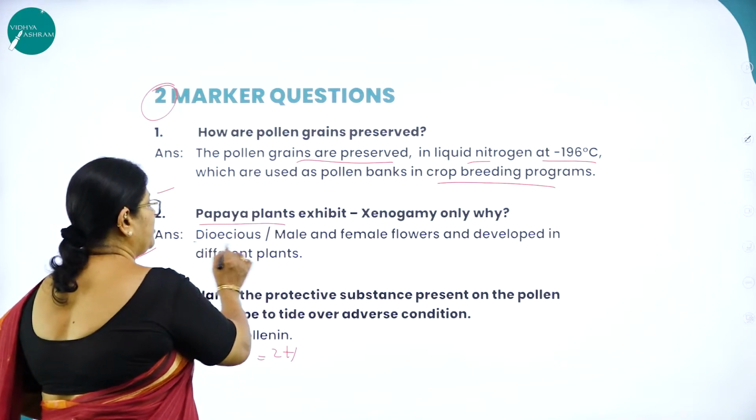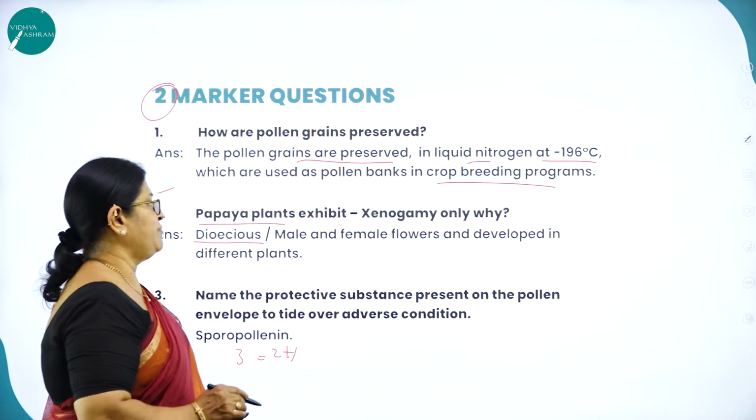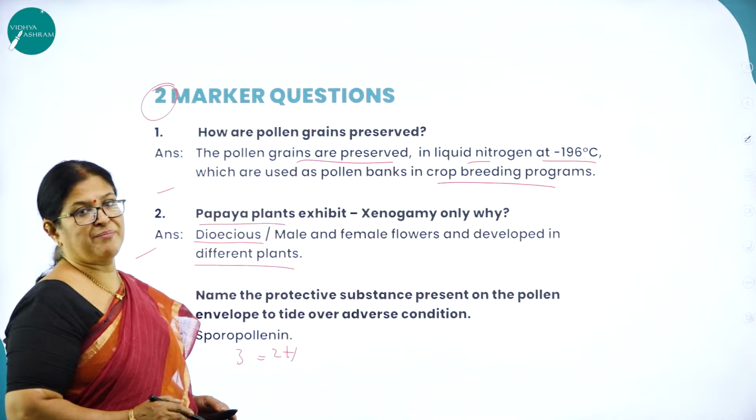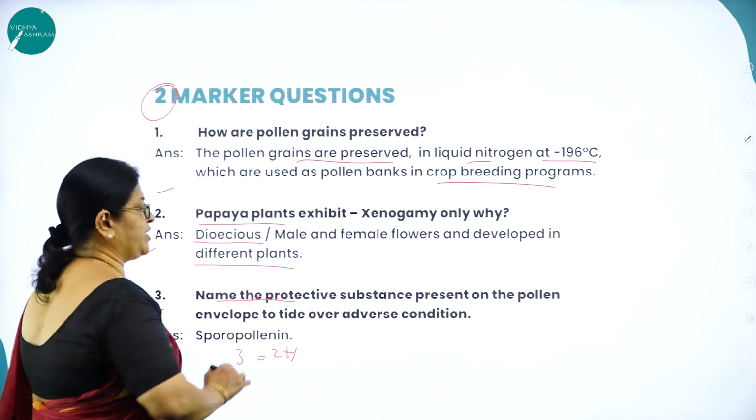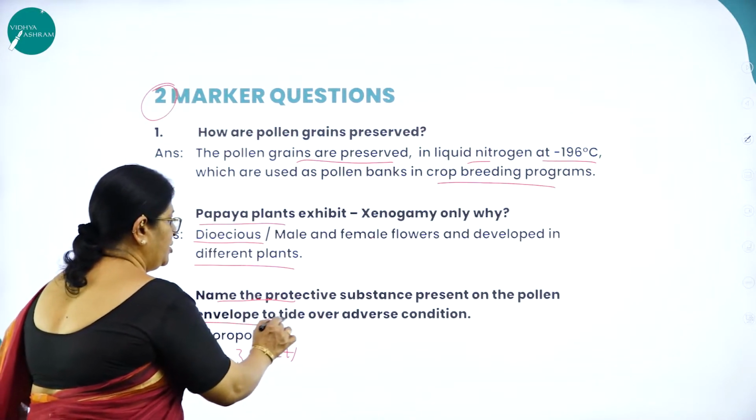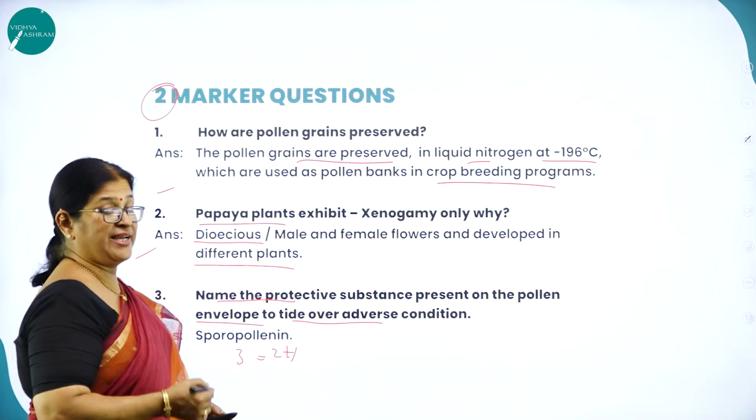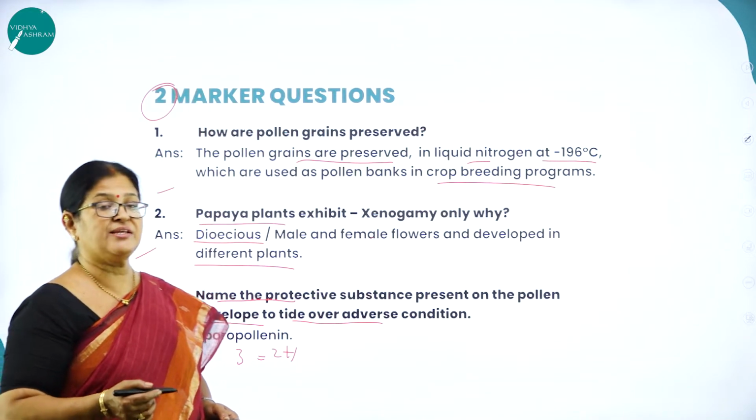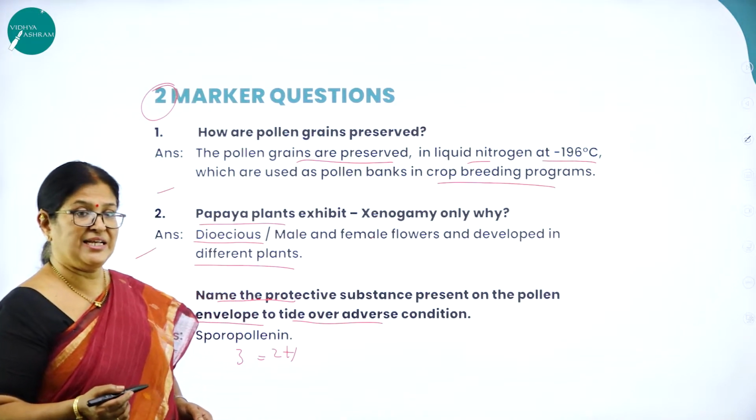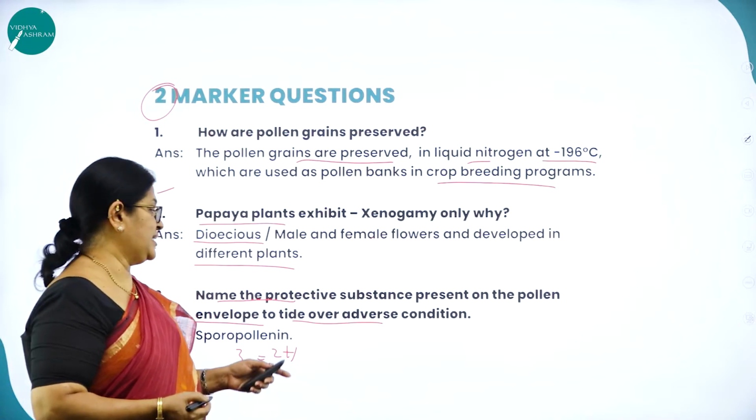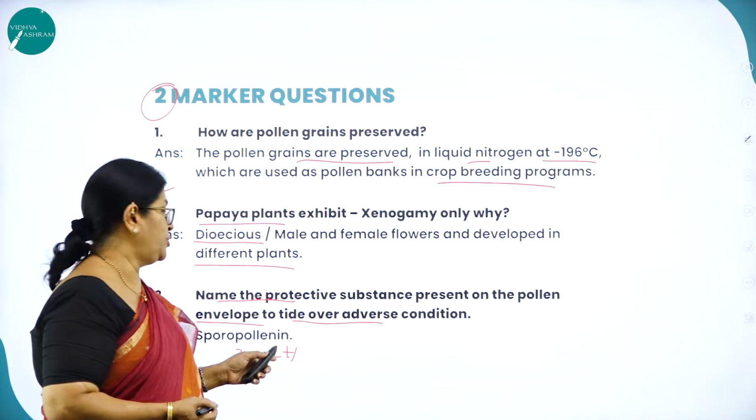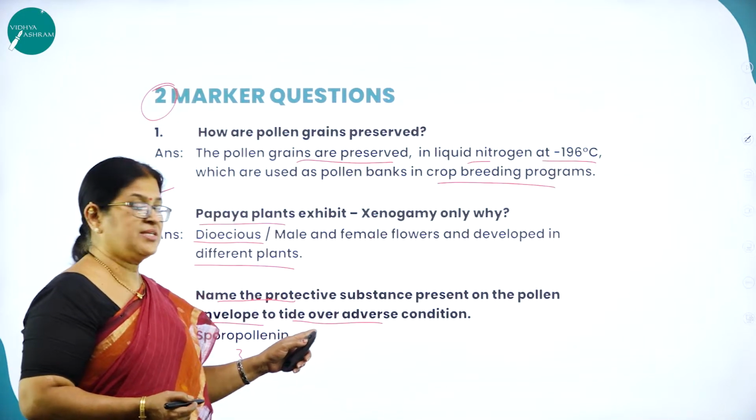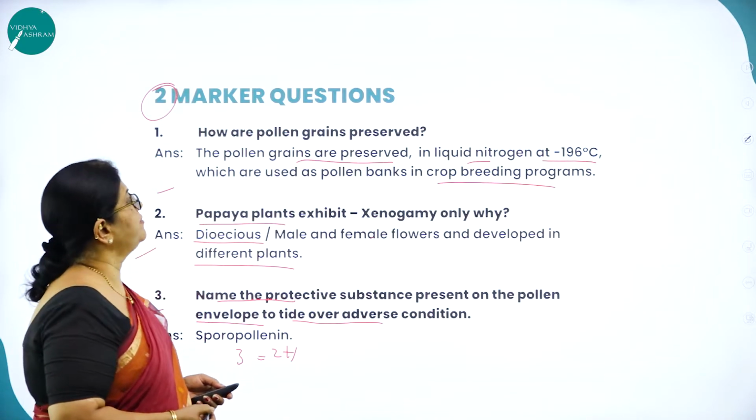Why? So, as we know, papaya plant is dioecious where male and female flowers are developed on different plants. So, obviously it will be xenogamy. Then, name the protective substance present on the pollen envelope to tide over adverse conditions. As I said, the outer exine of the pollen grain has sporopollenin, which is highly resistant to high acid and alkali. So, it can withstand high acids and alkali, and that is none other than sporopollenin.